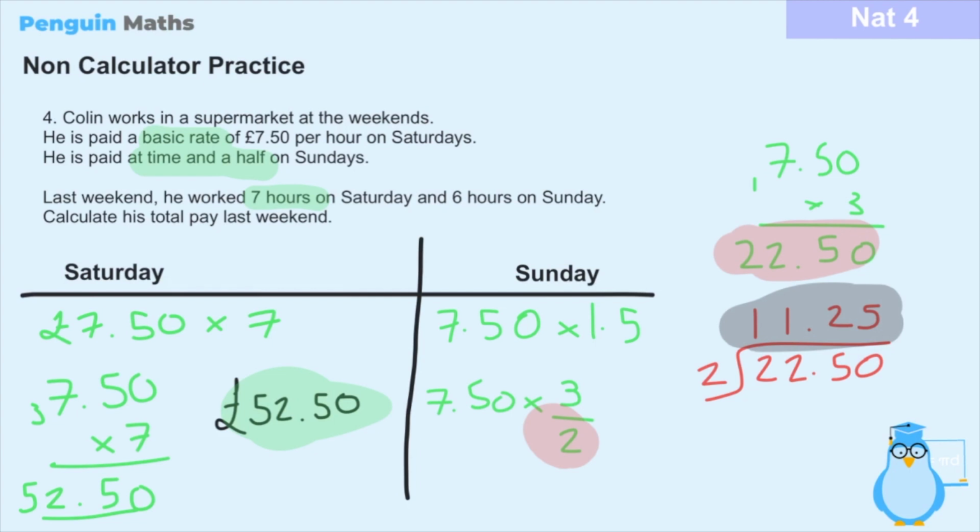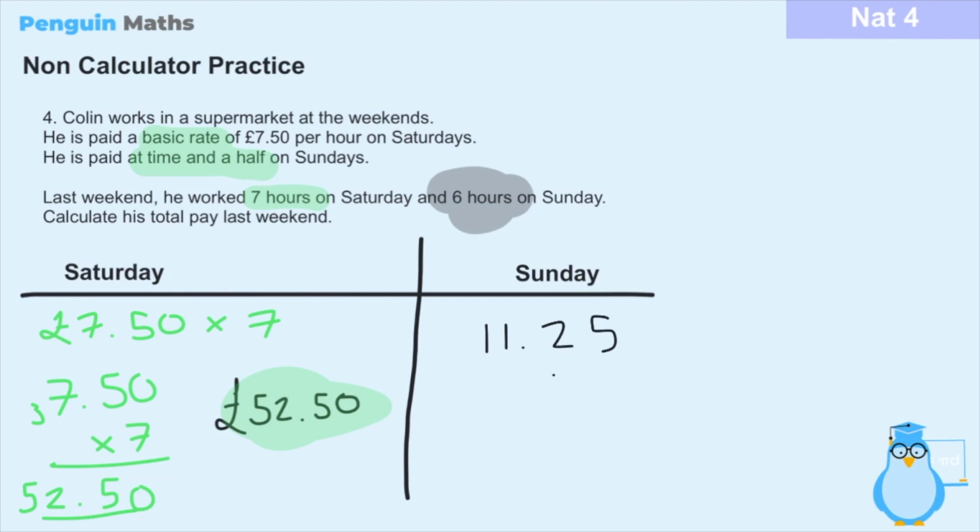So now we know that, all we have to do now is multiply that by the amount of hours he's worked. So that's just going to be £11.25 multiplied by 6. So we have 11.25 multiplied by 6. So 5 times 6 is 30, put the 0 down, carry the 3. 2 times 6 is 12, add on the 3 is 15, decimal point, carry the 1. 1 times 6 is 6, carry the 1 is 7, and 1 times 6 again is 6. So that means that the total pay for the Sunday is equal to £67.50.